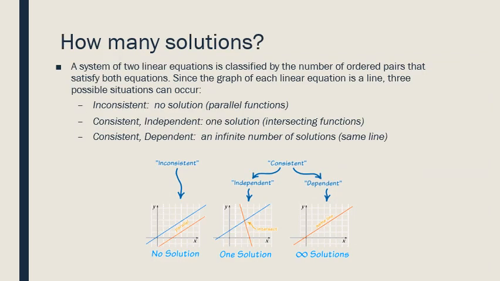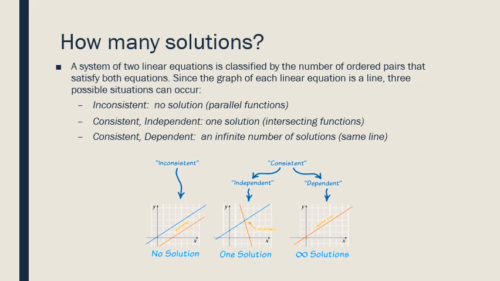Now, a system, as I said, is more than one equation or more than one set of solutions. And if you are looking at a system of two linear equations, it's classified by the number of ordered pairs that satisfy both of those equations. Since the graph of each linear equation is a line, three possible situations occur.